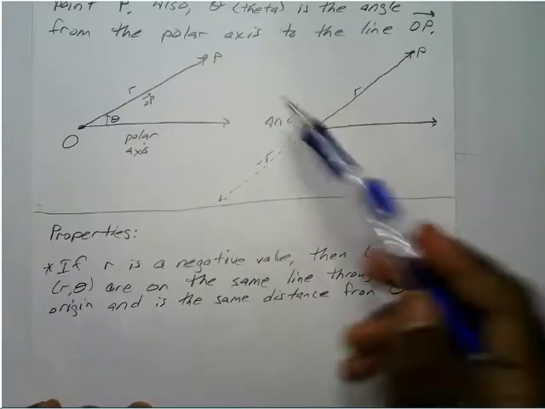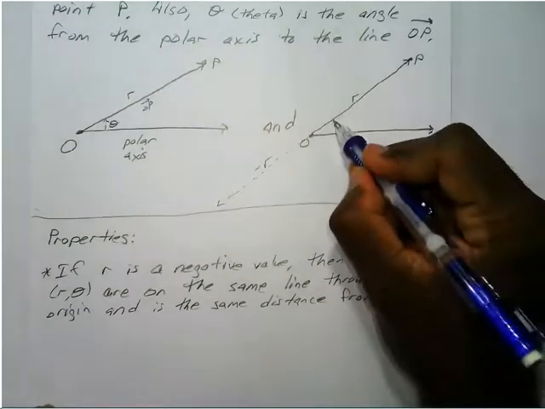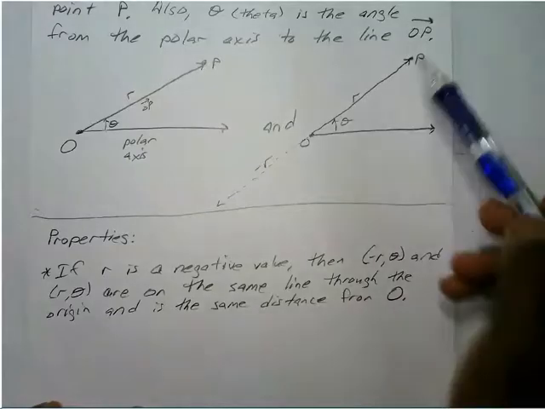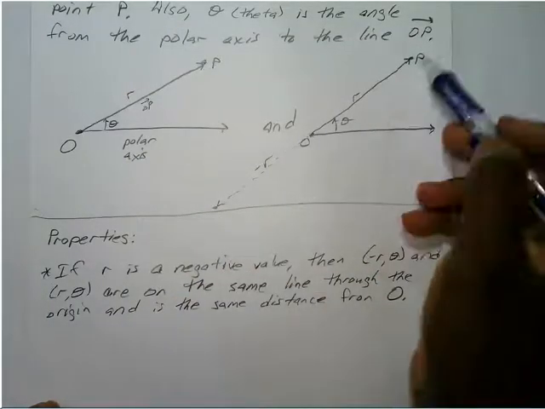Okay, so that means if we go to our (r, theta), then (negative r, theta) is the same distance.